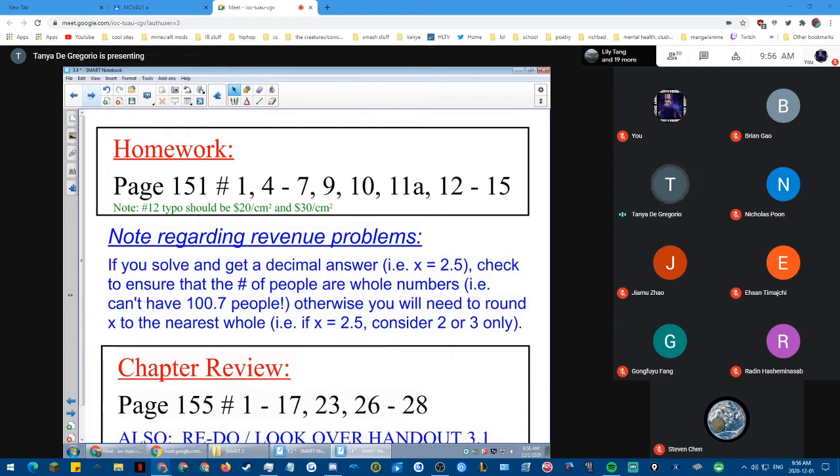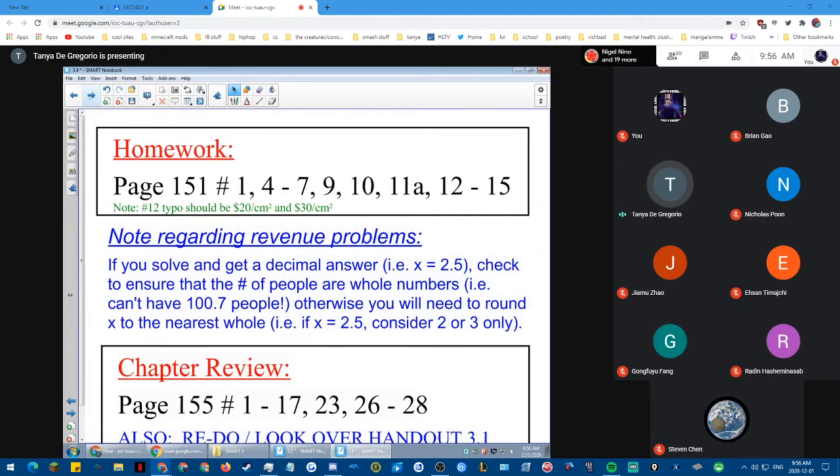And this is the homework now for this section. Page 151, numbers 1, 4 to 7, 9, 10, 11, 8, 12 to 15. Note, number 12 has a typo. It should be $20 per centimeter squared and $30 per centimeter squared.